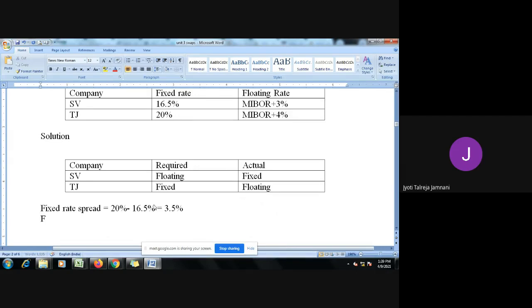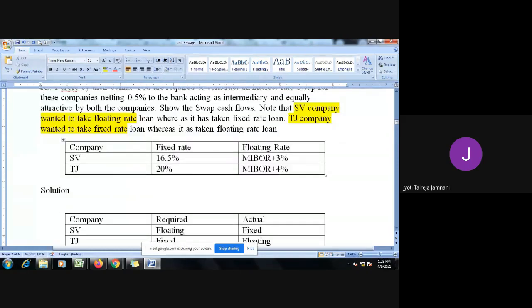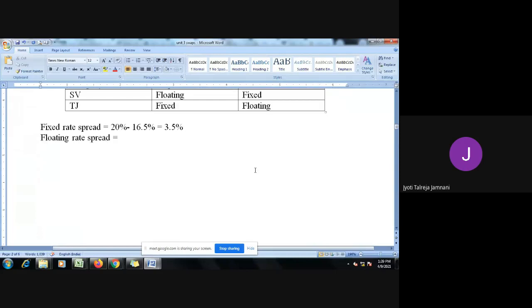Next we'll do the floating rate spread, for which we take these rates. So MIBOR plus 4% minus MIBOR plus 3%, right? M plus 4% minus M plus 3%. So we basically subtract the rates. So 4% minus 3%, you get 1%. So this is the floating rate spread.